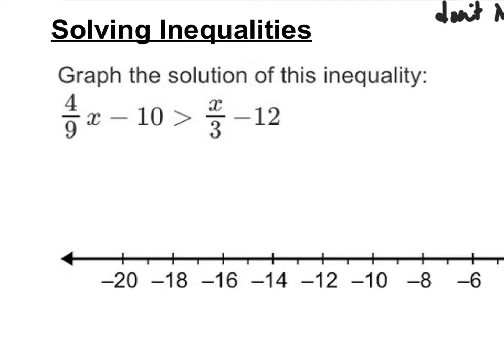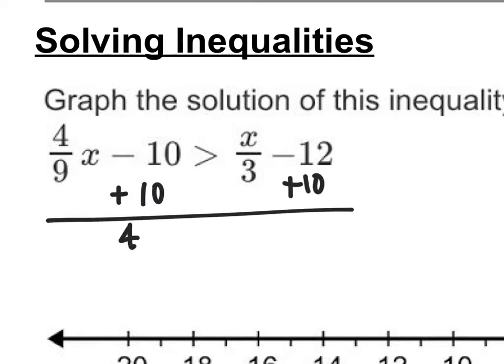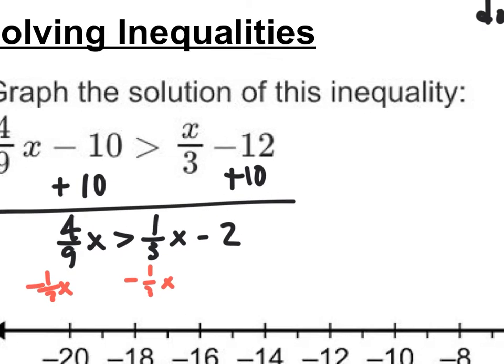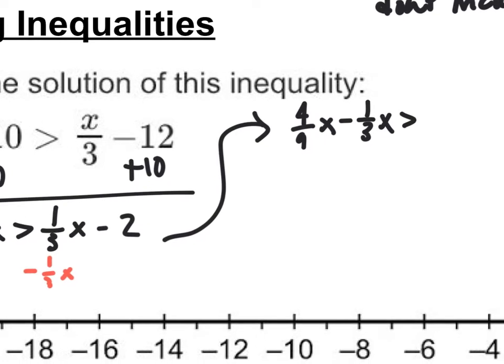Let's solve this inequality and graph the solution set. Let's add 10 to both sides here. On this step, we get 4/9 x is greater than 1/3 x, that's the same thing as x over 3, and then we've got -2. Now I'm going to subtract 1/3 x from both sides. So I've got 4/9 x minus 1/3 x is greater than -2.